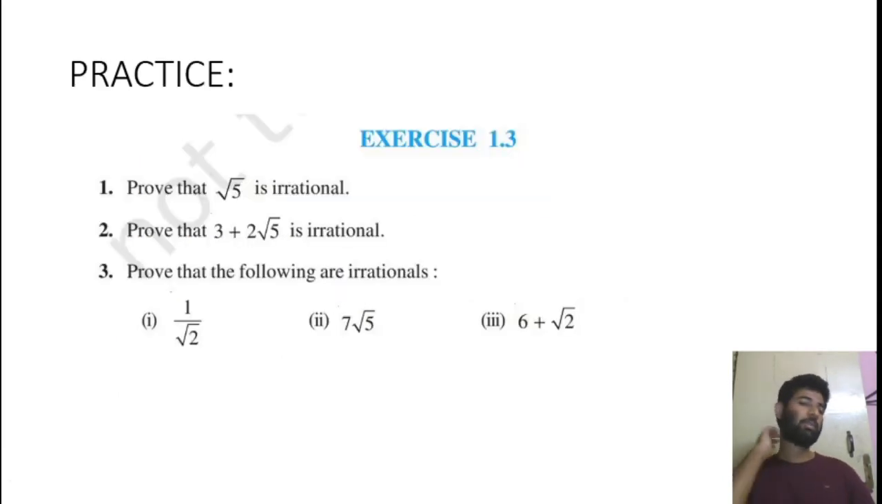So now these are some practice questions. Pause the video and note down if you want.